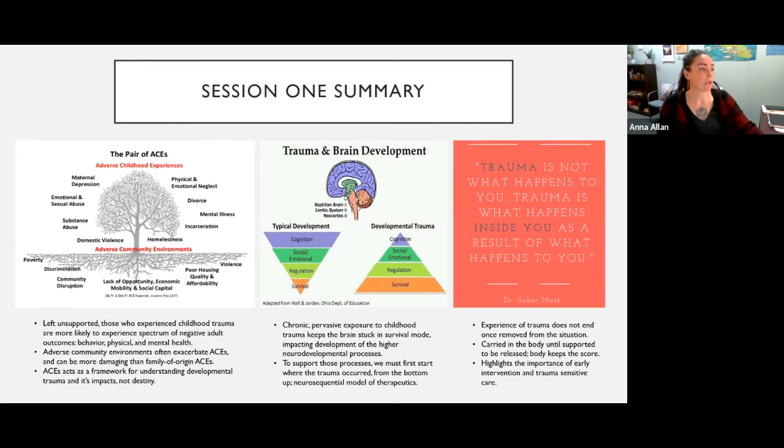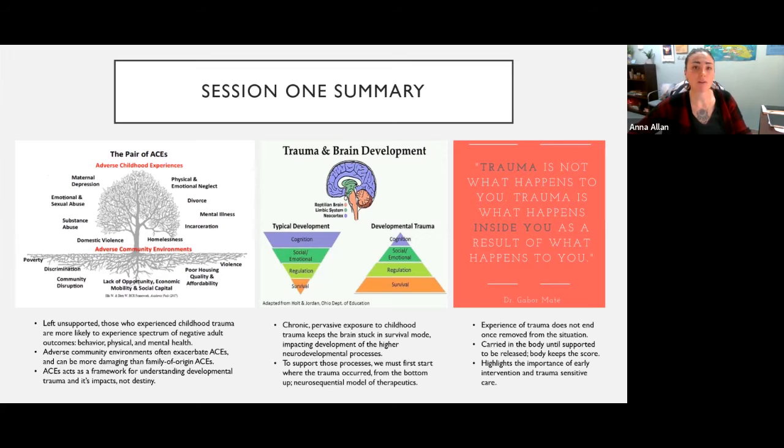So when we look at the pair of ACEs, the experience of trauma within the home and within the community, it's important to note that when those traumatic experiences are left unsupported, those who have experienced that trauma are more likely to experience a spectrum of negative adult outcomes. That impacts us behaviorally, physically, our mental health, our well-being. Adverse community environments, what's going on within the community, such as poverty, racial discrimination, housing insecurity, and food instability, often exacerbate the likelihood of a child experiencing trauma within the home.